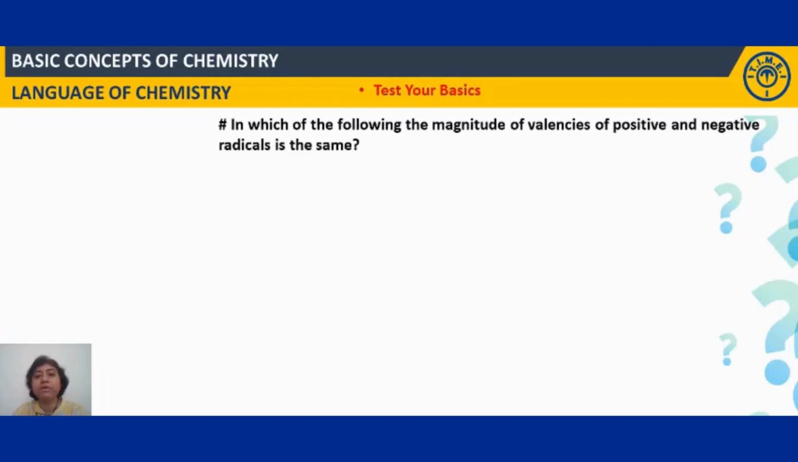So let us look at the next question. In which of the following is the magnitude of valencies of positive and negative radicals the same? So for this we need to have the options. So let's see.